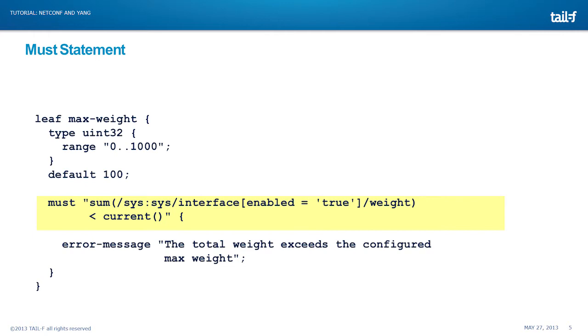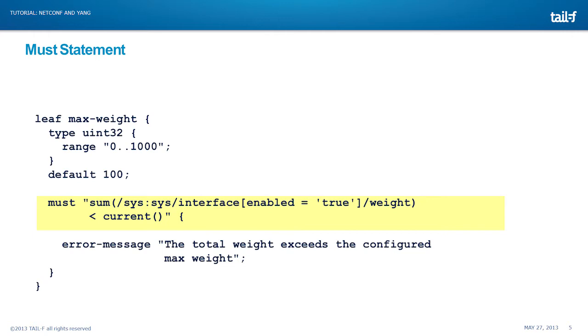And for any interfaces that have a leaf called enabled whose current value is set to true, we will take from that list entry or row the weight entry and add that into our sum. After we've summed that across all interfaces that are enabled, we check that against the value of the current node.